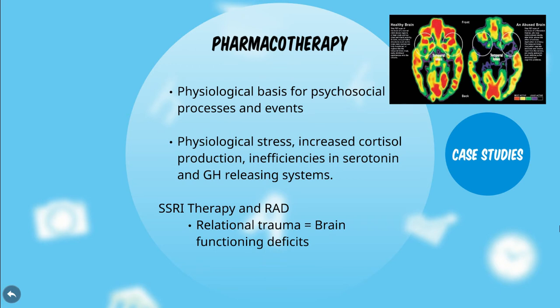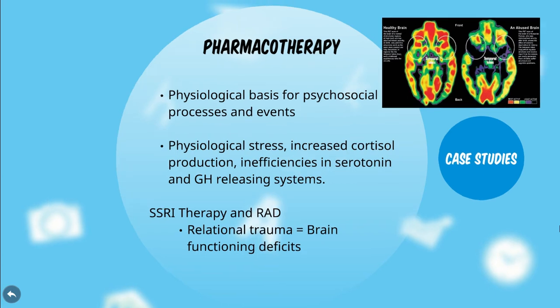A type of pharmacotherapy that can be used for this is selective serotonin reuptake inhibitor therapy, which is just the use of a drug. Typically, these are antidepressants. What this is looking at specifically is the relational trauma that these children deal with, and how to tackle that with medication, basically to reduce the brain functioning deficits.